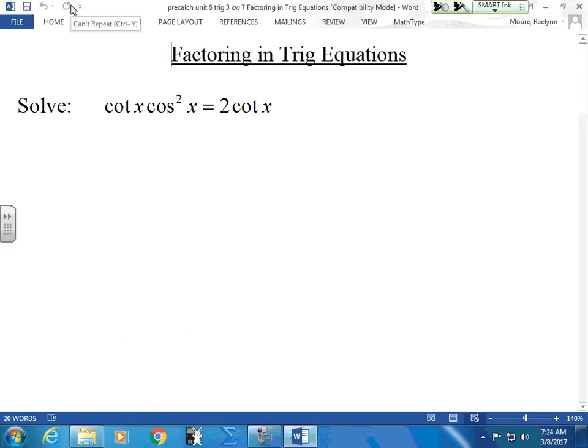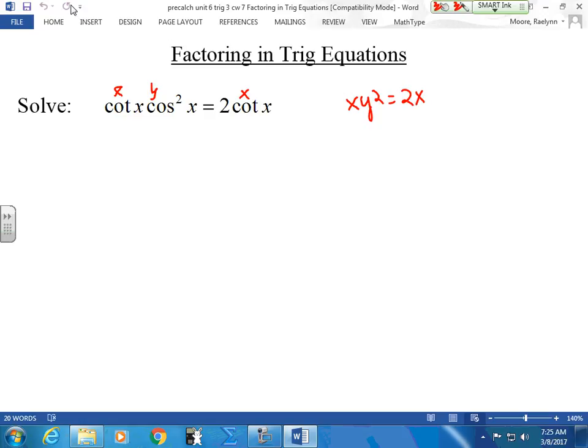What 2 functions do you see in here? Cotangent, cosine. So if I make this an x and I make this a y, this will also be an x. So let me just take this out for a minute. x squared equals 2x. How are we going to solve this?